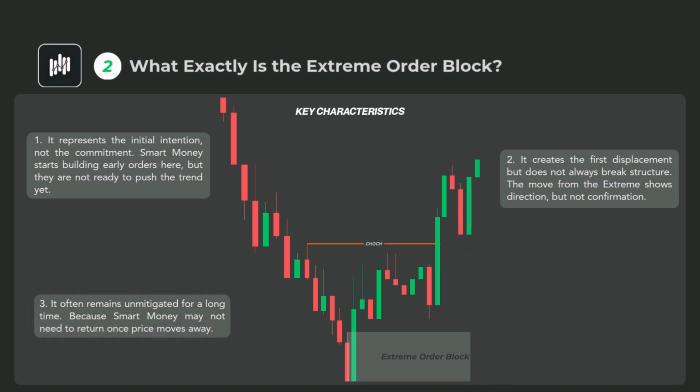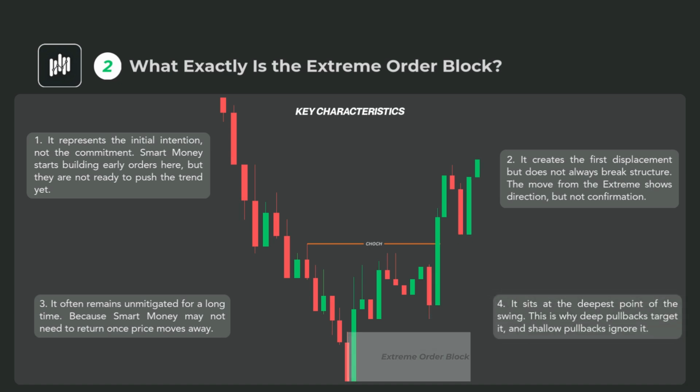3. It often remains unmitigated for a long time, because smart money may not need to return once price moves away. 4. It sits at the deepest point of the swing. This is why deep pullbacks target it, and shallow pullbacks ignore it. The extreme order block is the start of the story, but it is not always the zone price wants to return to. Now let's move on and break down what the decisional order block truly is.